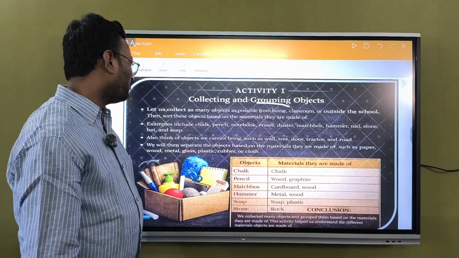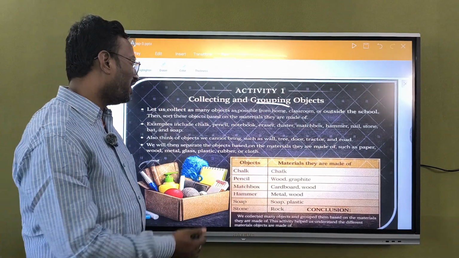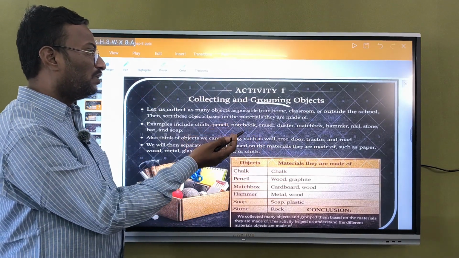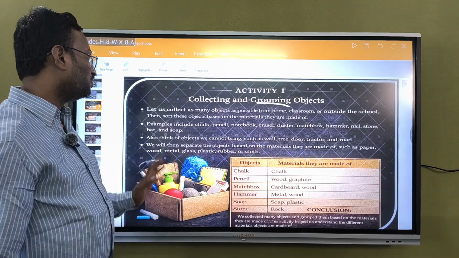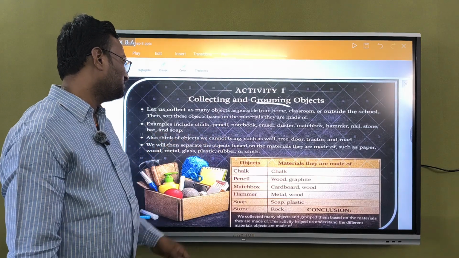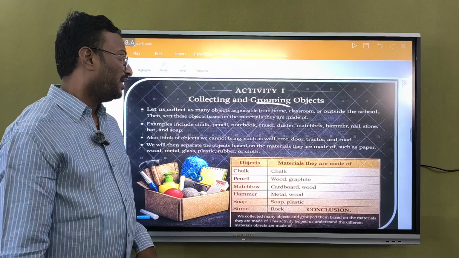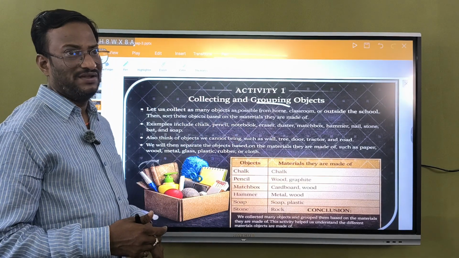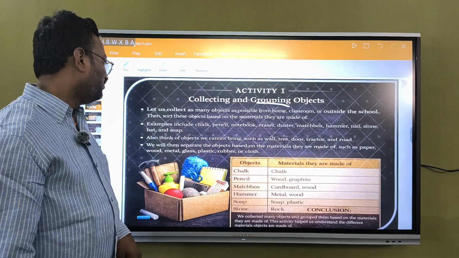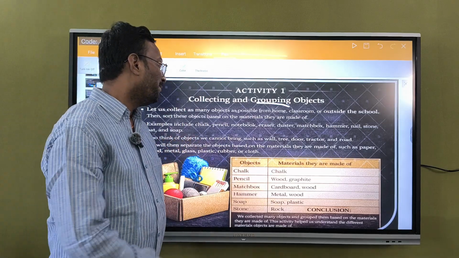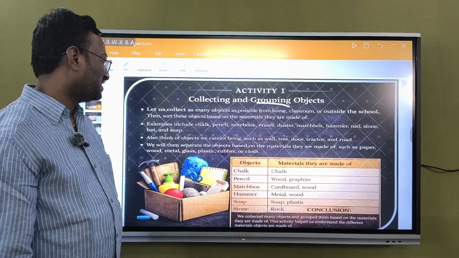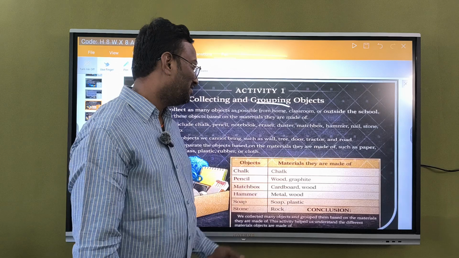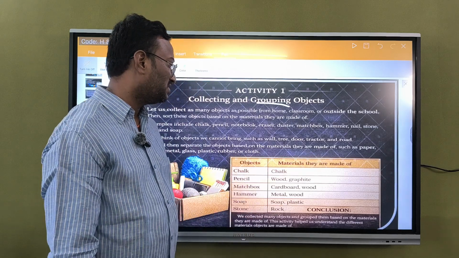There are also objects we cannot bring, such as a wall, tree, door, tractor and road. We cannot bring them to the school because they are heavy. We will then separate the objects based on the materials they are made of, such as different kinds. See here are a few objects and they are made of different materials.